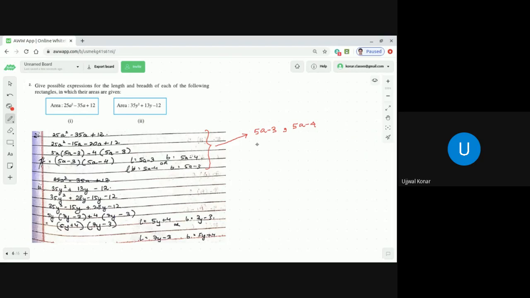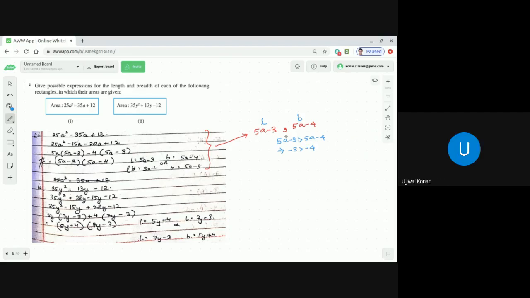Now, if we write 5a minus 3 is length, and this is breadth, length is greater than breadth, that we know. That means 5a minus 3 is greater than 5a minus 4, which is perfectly fine because this leads to the conclusion minus 3 is greater than minus 4. Obviously, this is true. 3 is less than 4, but minus 3 is greater than minus 4. That is perfectly fine.